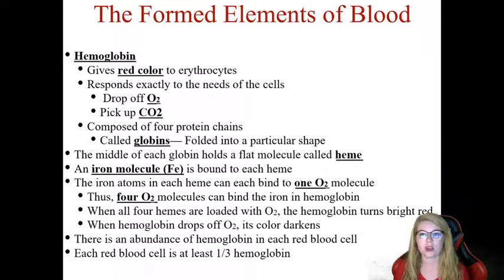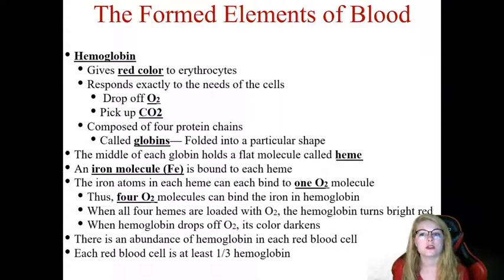And hemoglobin is composed of 4 protein chains. Okay, so remember, amino acids are the building blocks of protein. So we're talking about long strands of amino acids here, and these 4 chains are called globins. And they fold into one of 4 particular shapes, as we'll see on the next and final slide for this lesson. Okay, and so they fold up into what we call tertiary and quaternary structures. They're very complex, twisted structures of the protein.